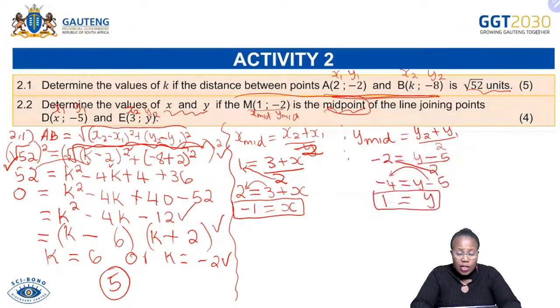And then this is allocated 4 marks, grade 12. 1 will be for substitution and 1 for the answer. Then this problem is worth how many? 4 marks.